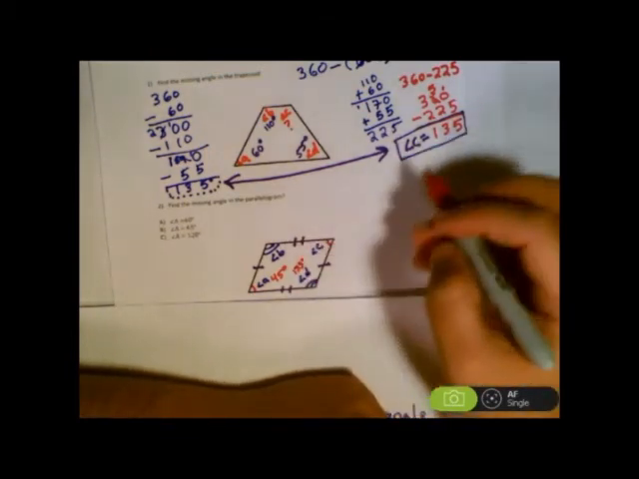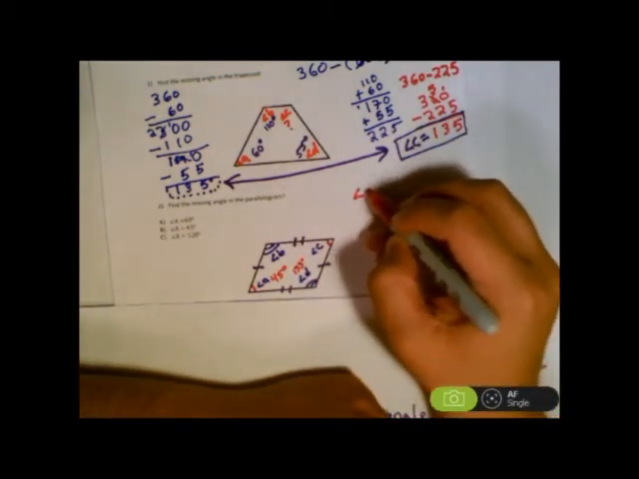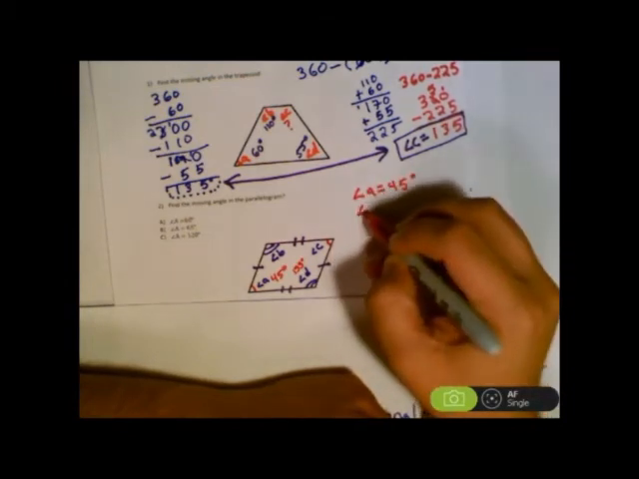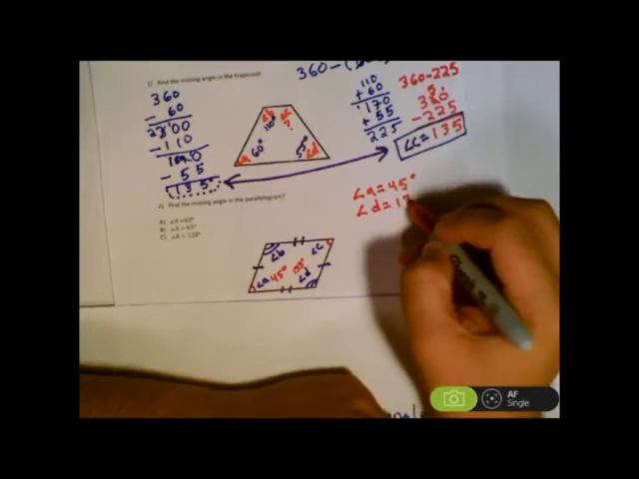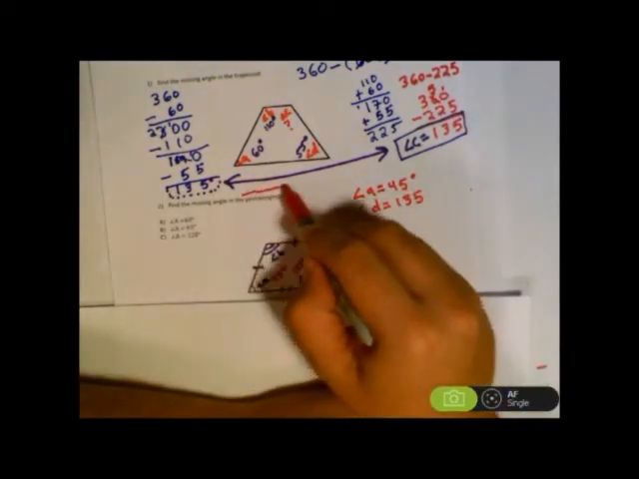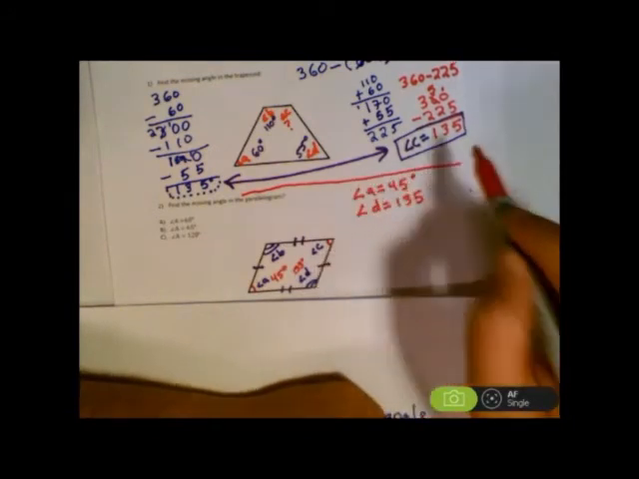Okay, so I'm going to rewrite that here. Angle A is equal to 45. Angle D is equal to 135. I'm just going to put a line here to separate the 2 problems.